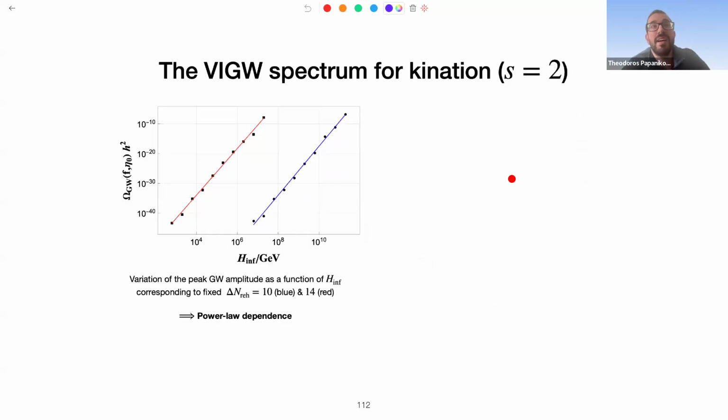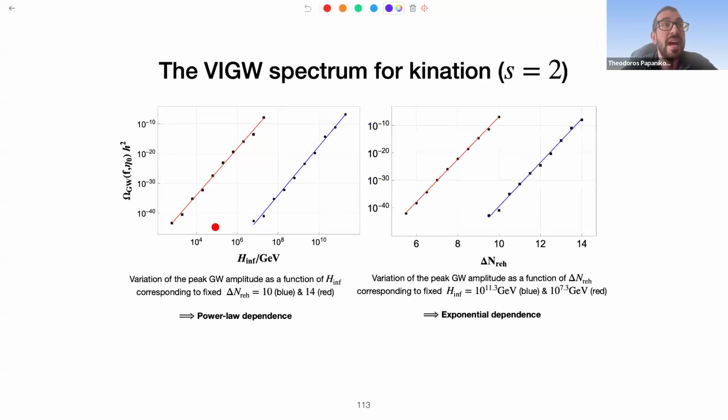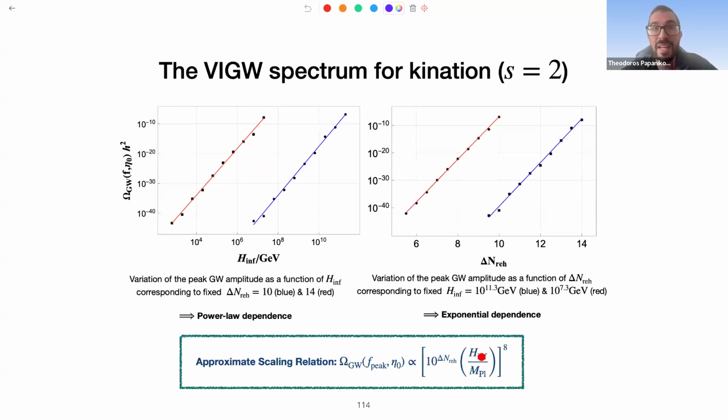Then let's move on and also make a comment on how the amplitude of gravitational waves at the peak frequency scales with our free parameters, which are H inflation and delta and reheating. By making a numerical investigation, we found that omega GW at the peak frequency follows a power law with respect to H inflation and an exponential one with respect to delta and reheating. So, summarizing, this is our final scaling relation of the peak GW amplitude as a function of our free parameters.